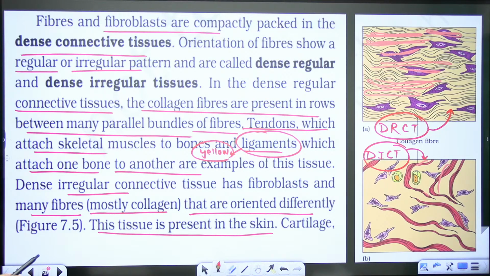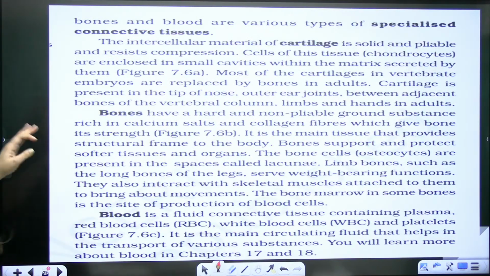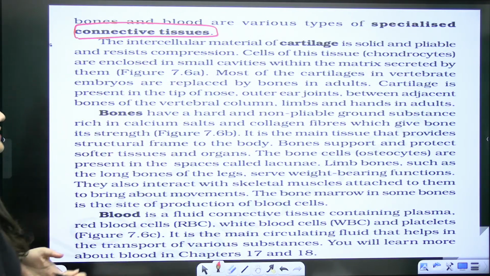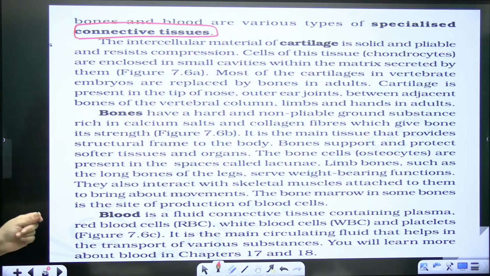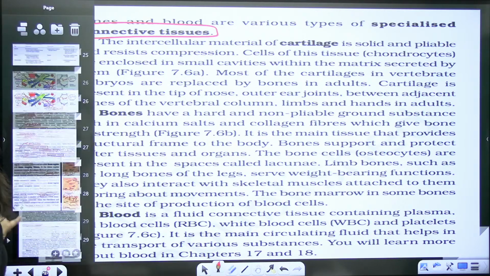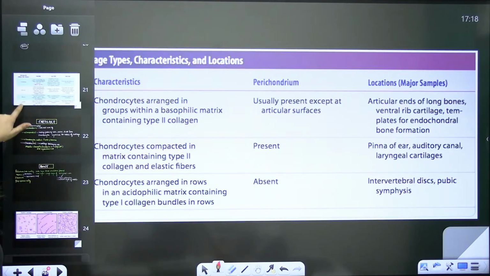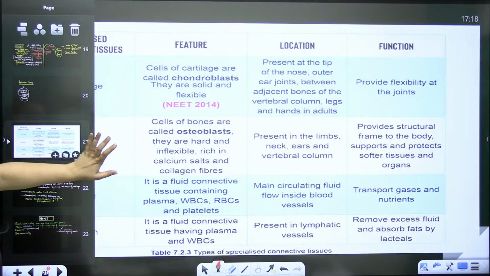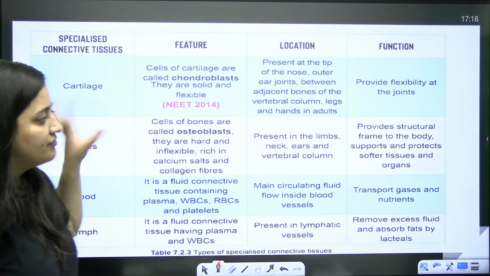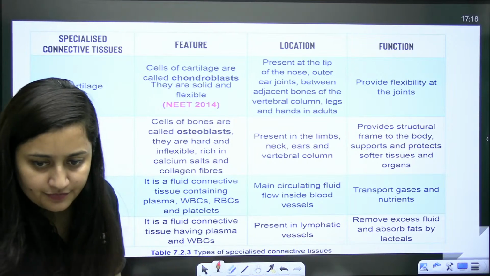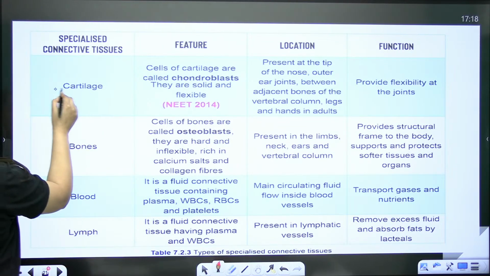Sure, diagram is important. So next is cartilage, bones and blood. You know that they are the part of specialized connective tissue. Clear? They are the part of what? They are the part of specialized connective tissue. So let's revise it quickly with the help of this table, and then in detail also I will explain this. Okay, so see, cartilage.